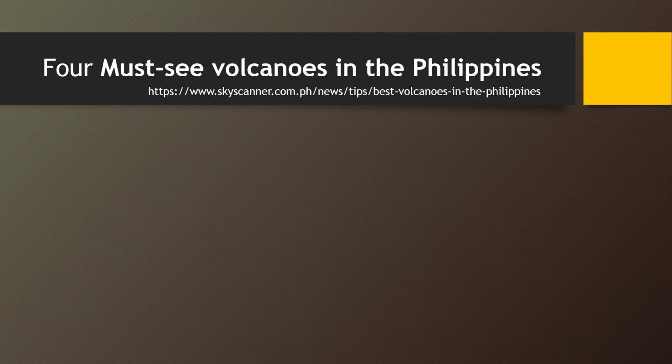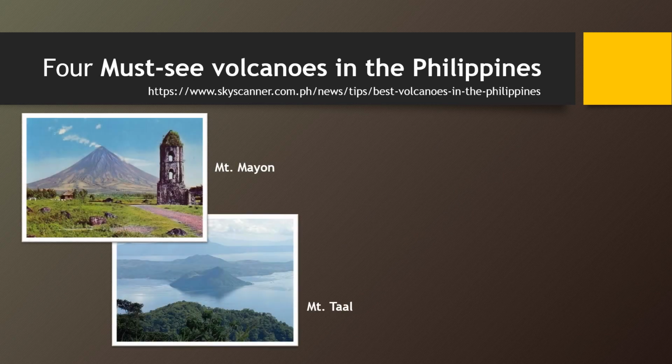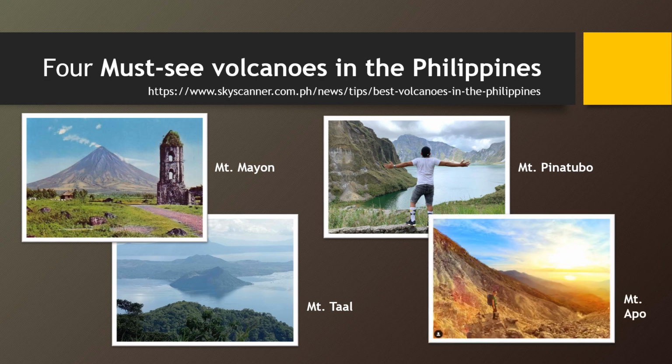According to a particular magazine, there are four massive volcanoes in the Philippines. These are Mount Mayon, which can be found in Legazpi, Albay. We also have Mount Taal, which is located in Batangas. We also have Mount Pinatubo, which is located in Zambales. And of course, we have Mount Apo, which is found in Davao.